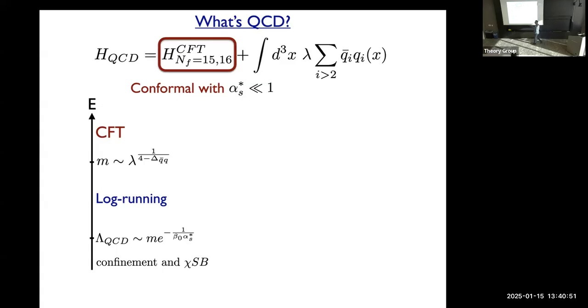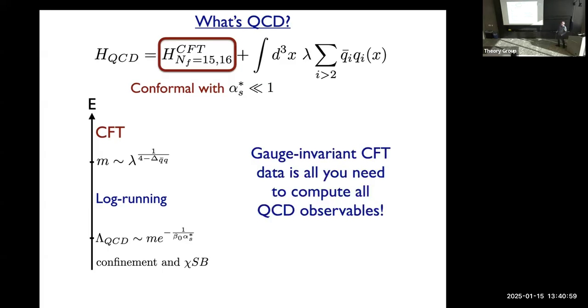But I'd be ecstatic if we can get there, right? So that's kind of the idea of how we should think about QCD. And the point is that the data is entirely gauge invariant. So you don't have to choose a gauge or worry about breaking gauge invariance with some cutoff. All you need is the data of the CFT. If someone gives it to you, you can start doing the computation.